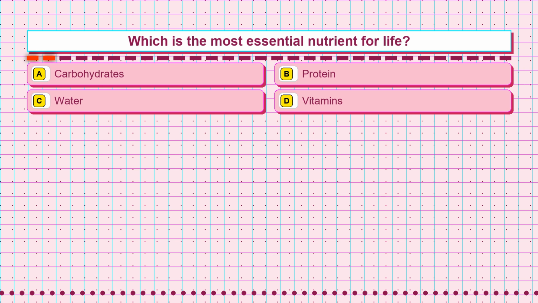Question 73. Which is the most essential nutrient for life? Option A, carbohydrates. Option B, protein. Option C, water. Option D, vitamins.